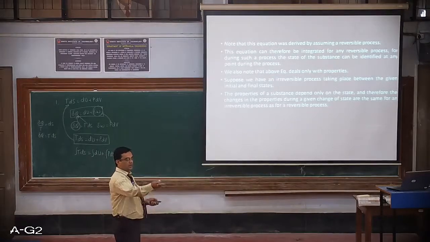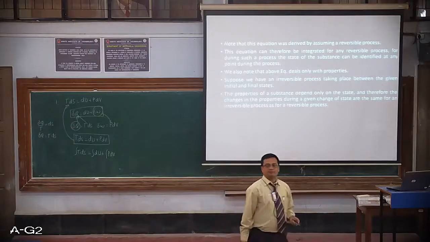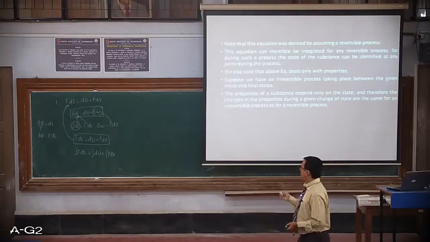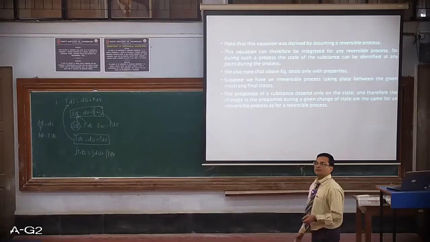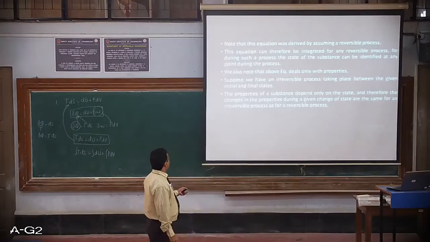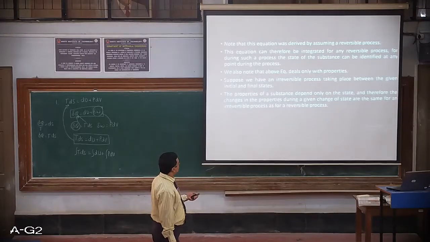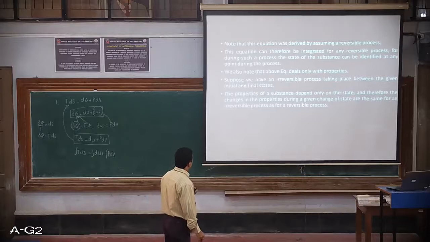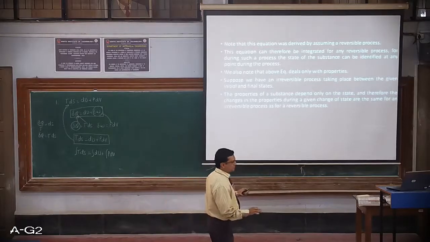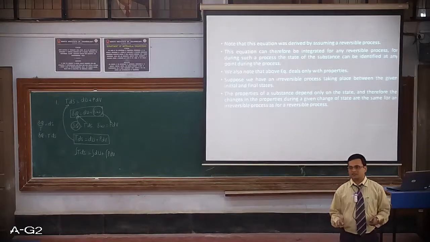Whether you go by a reversible path or irreversible path, the initial and final states will remain the same. So still we can integrate this equation for an irreversible process. That's the meaning of this. Entropy depends only on the end states, and therefore the changes in the properties during a given change of state are the same for an irreversible process as for a reversible process. So that is the beauty of using these TdS relations.